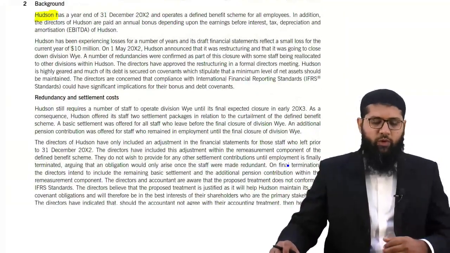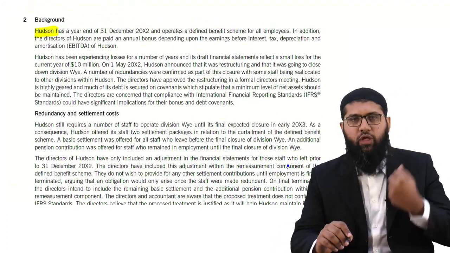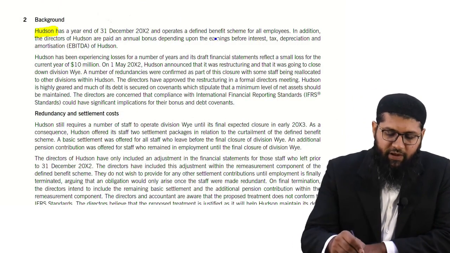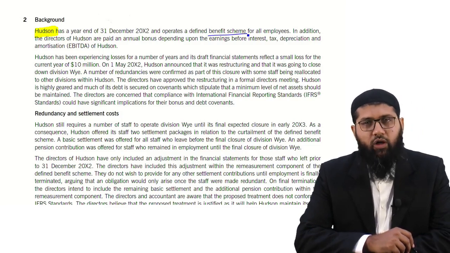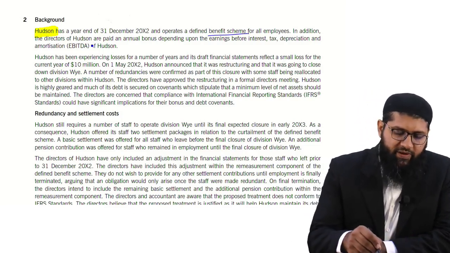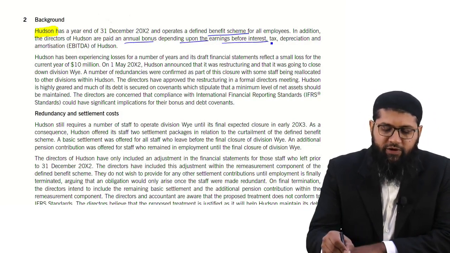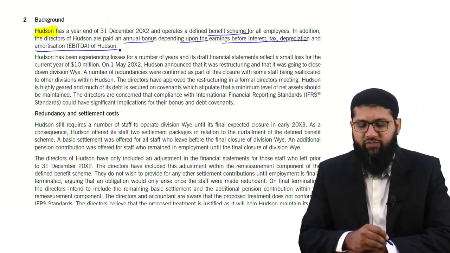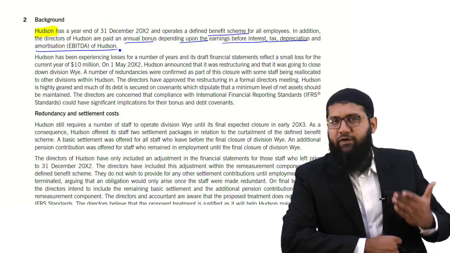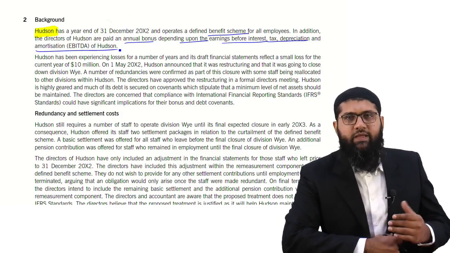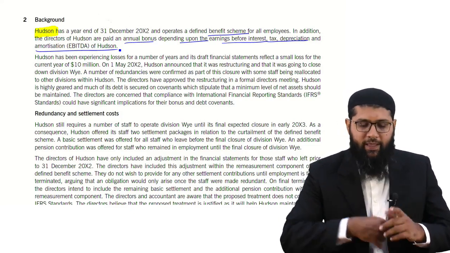Now let's just try to see what is actually going on. It says Hudson has a year end of 31st December 2002 and operates a defined benefit scheme for all employees. In addition, the directors of Hudson are paid an annual bonus depending upon the earnings before interest and tax, depreciation and amortization of Hudson. So basically there is a defined benefit scheme for all employees, plus the directors are also being given a bonus on the basis of EBITDA.